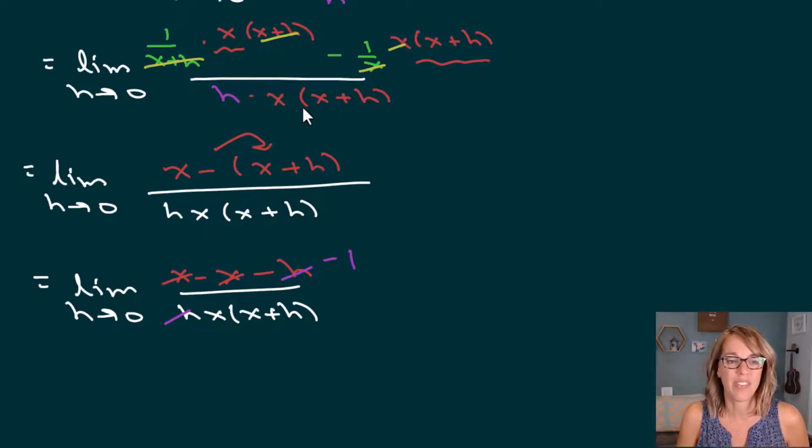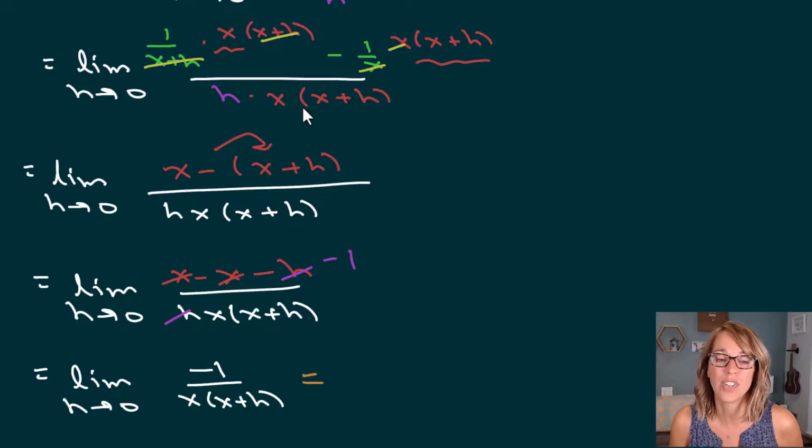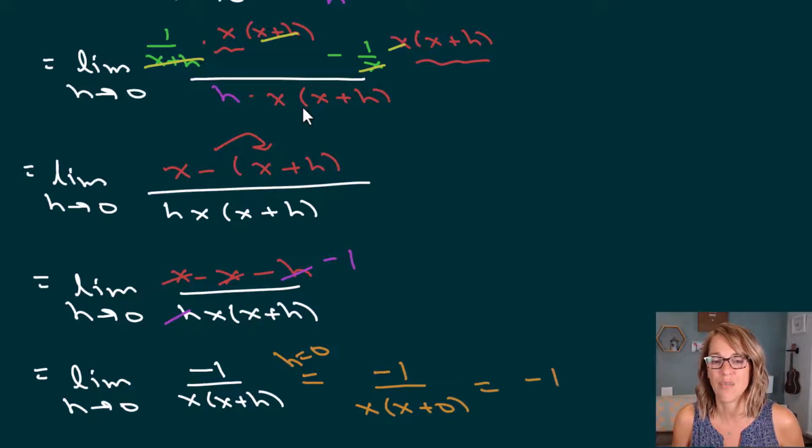So I end up with this limit, which actually is no longer discontinuous at 0. But let me go ahead and write what I've got. So -1 over x plus h. This is no longer discontinuous at 0, so I can switch over to direct substitution. And let's go ahead and plug in h equals 0. So I end up with -1 over x plus 0, which is equal to -1 over x squared.